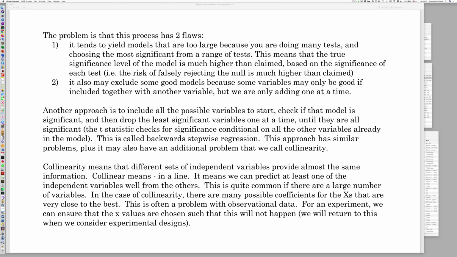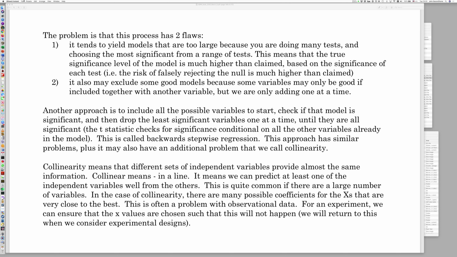This is quite common if we have a large number of variables, particularly with observational data. With an experiment, we would usually choose the x values to ensure that they're not correlated, and we'll come back to this point when we consider experimental designs. But if we have observational data, it's quite possible that with a large number of variables, at least one of the independent variables can be predicted well from the others. So this is the problem of collinearity.